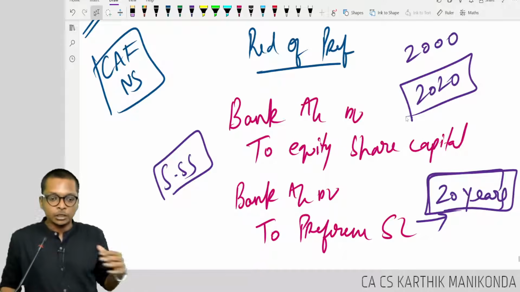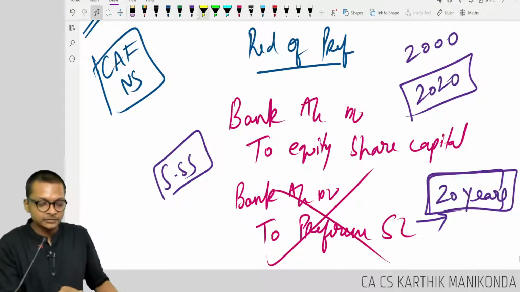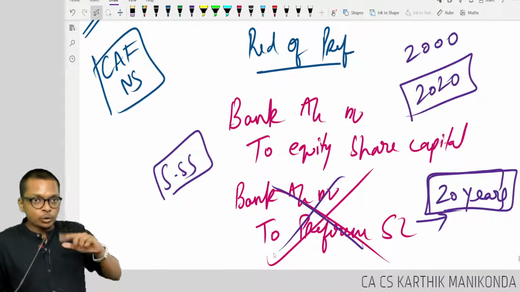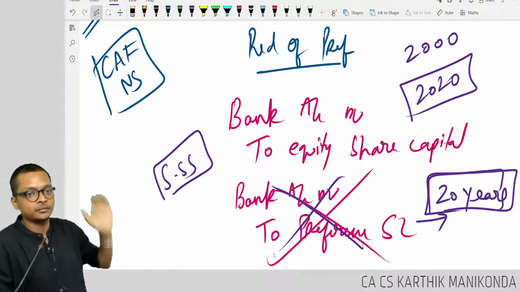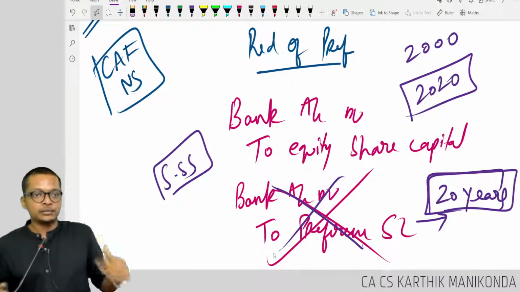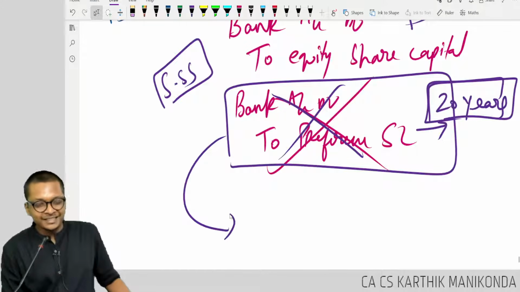Are you understanding? So in this chapter, we are not passing entry for issue. Issue is already passed in different chapter at different time. 20 years back issue பண்ணிருக்காங்க. அதை நான் repay பண்றேன். Okay. So if this was the entry for issue, what is the entry for repayment?